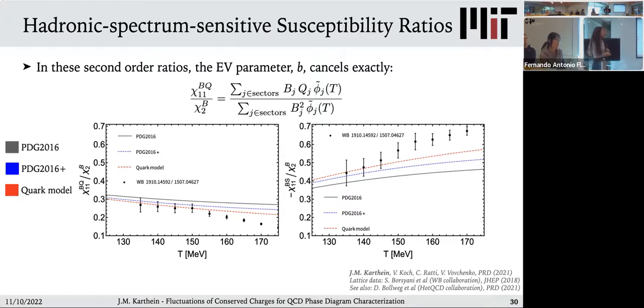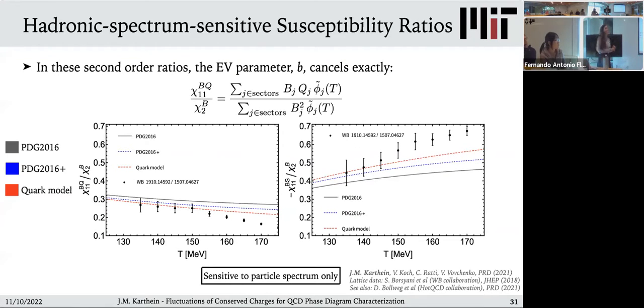I can look at these ratios, and I only have a sensitivity to the particle spectrum. So what's pretty obvious is that the vanilla case is not going to describe this data very well, right? So there's definitely a need for more strange states. Whether or not the PDG 2016 or the Quark model list is better is not clear yet. That's not clear from these because of the error bars maybe on the lattice QCD results.